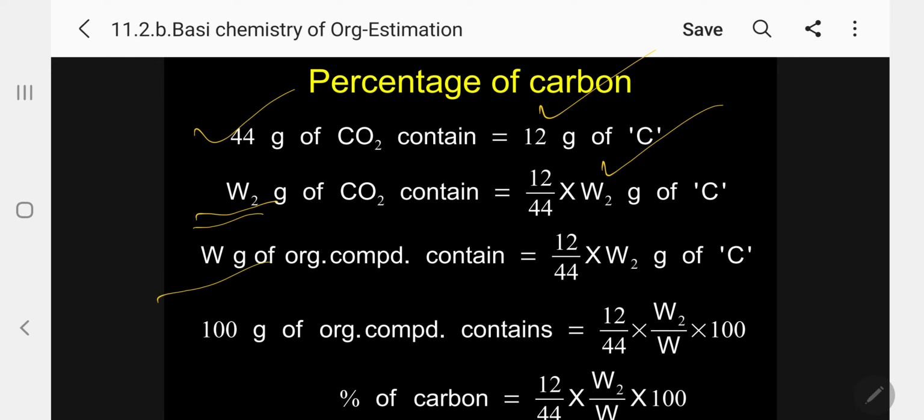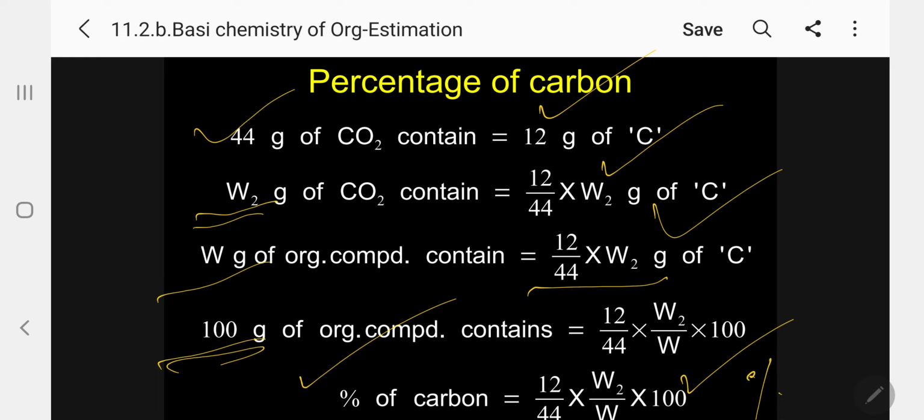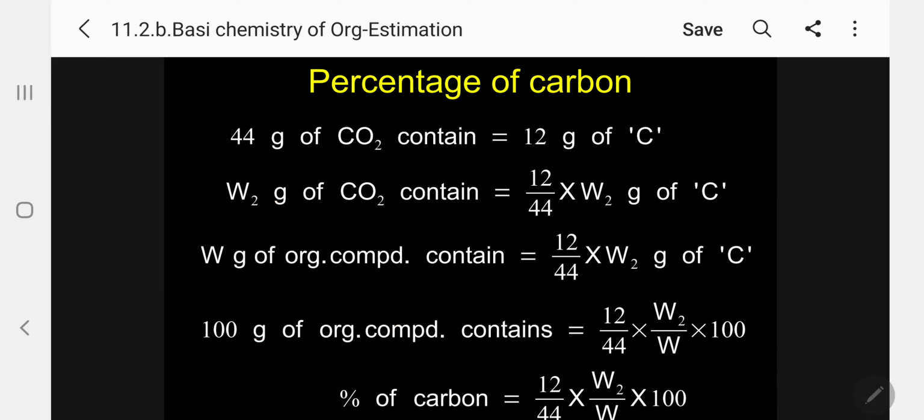So W grams of organic compound contain 12 by 44 into W2. For 100, how much? We have to calculate. So I can say the percentage of carbon is equal to 12 by 44 into W2 by W into 100. The only difference is that instead of W1 we are writing W2, the weight of carbon dioxide formed. If you do the calculation you will get the percentage of carbon. Kindly follow. Very, very easy.